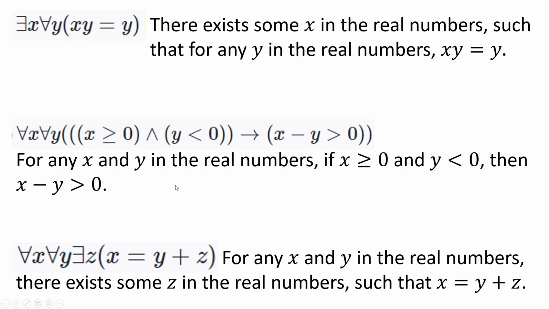And finally, for the last statement, for any x and y in the real numbers, there exists some z in the real numbers such that x is equal to y plus z. So usually when you just have for all, there exists on some letters and then straight up an equation, you can just add a such that in between, right? So for all of these, we have a z such that x is equal to y plus z. So I hope you found this helpful.